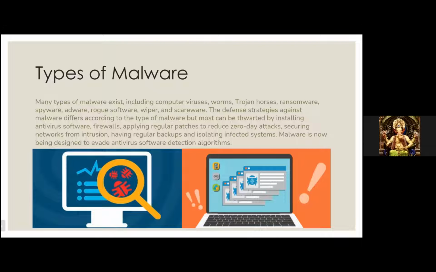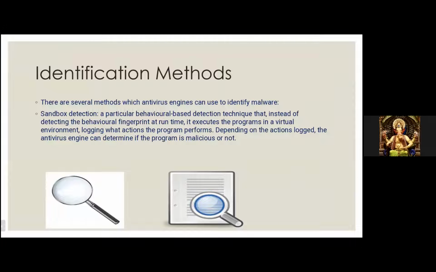Identification methods. There are several methods which antivirus engines can use to identify a malware. The first common one that the antivirus uses is the sandbox detection. It is a particular behavior-based detection technique that executes the program in a virtual environment. It logs what actions the program performs. Depending on the action log, the antivirus engine can determine if the program is malicious or not.